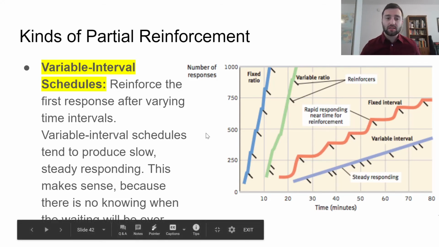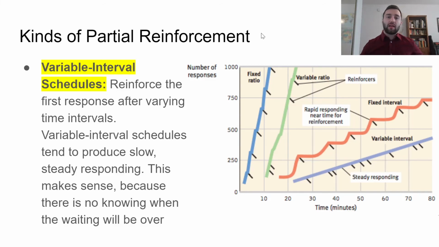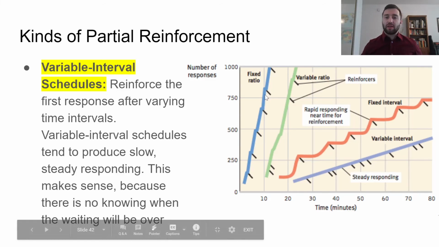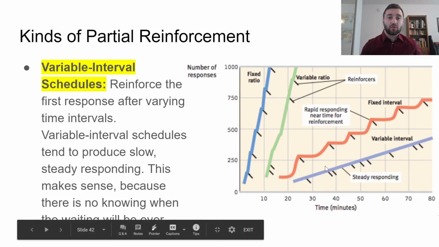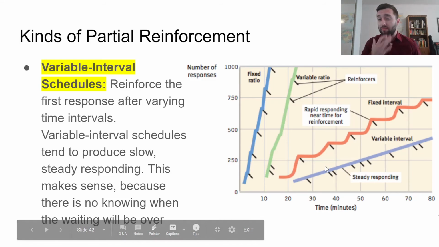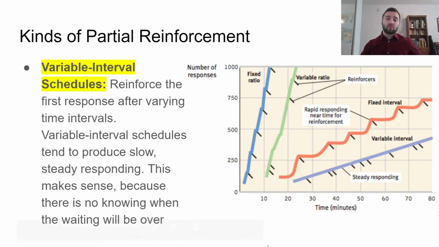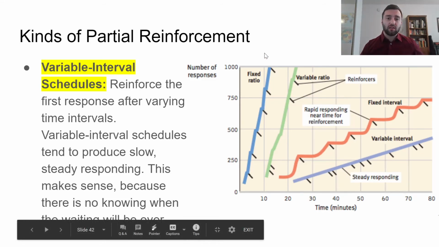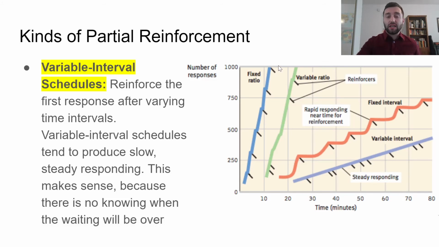Slow, steady responses. Now the reason this works is because you don't really have any idea when the behavior is going to happen, right? How much you do the behavior doesn't make a difference, but you also don't know when you're going to be rewarded. So you have to constantly be carrying out the behavior. So in our first ones, our mice are pressing our levers in our ratios really quickly, because basically when they get to a certain point, they get that reward.